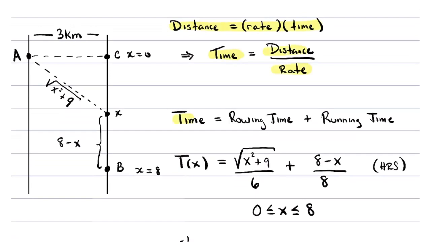I'm thinking of her total time as her rowing time plus her running time. So I know the rates for both rowing and running. So I just need to know the distances, and then I can write down how much time it'll take.